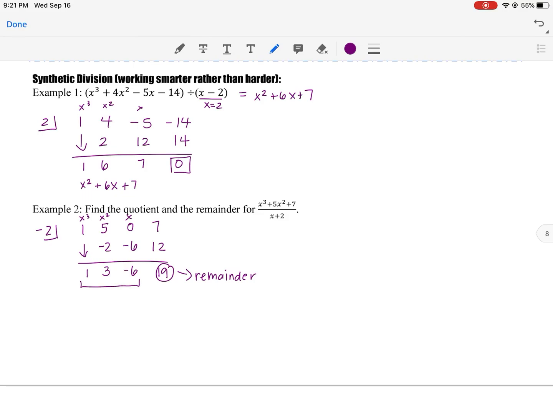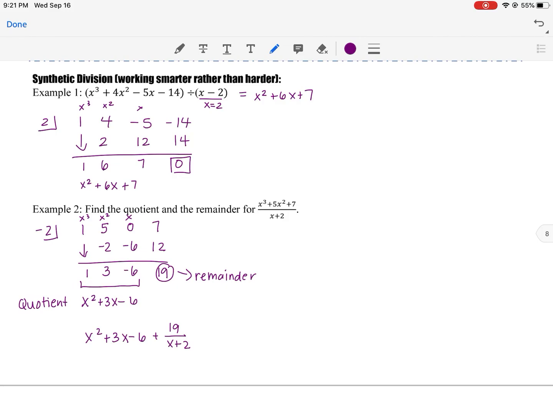And then this whole part, which represents x squared plus 3x minus 6, is the quotient. And sometimes they will also write it as x squared plus 3x minus 6 plus your remainder of 19 over what we divided by, so x plus 2. Okay.